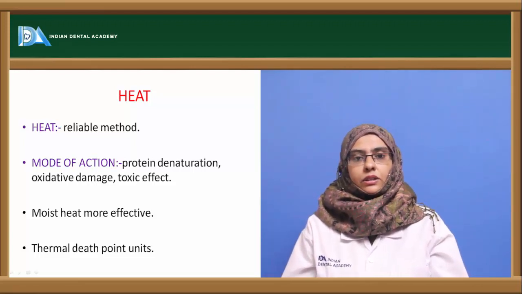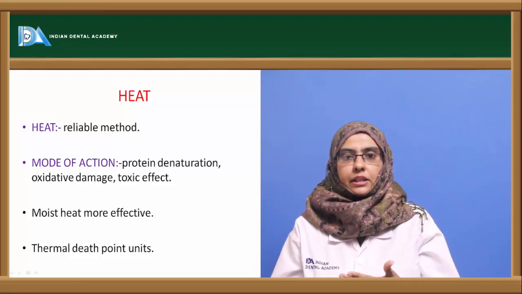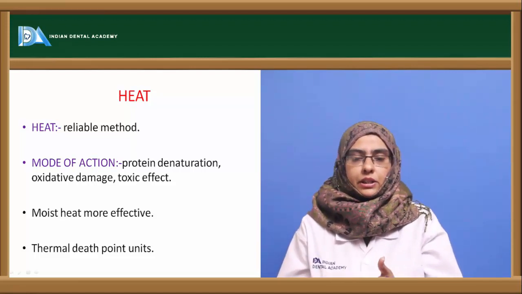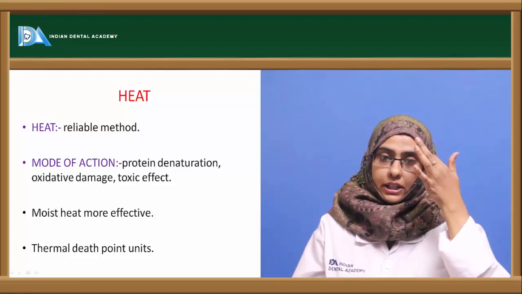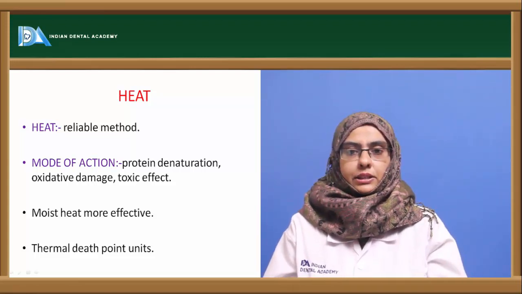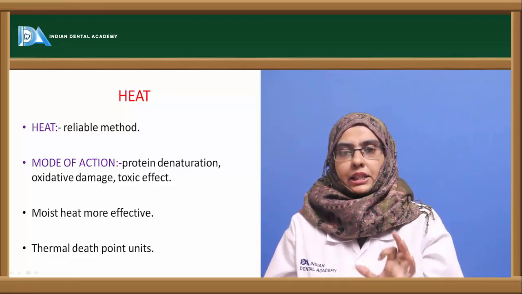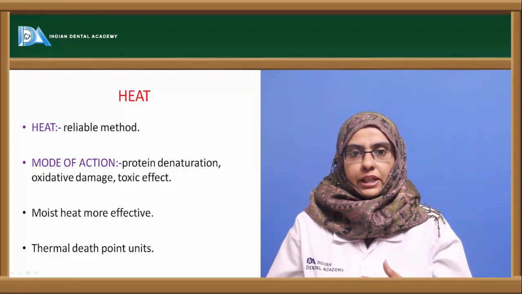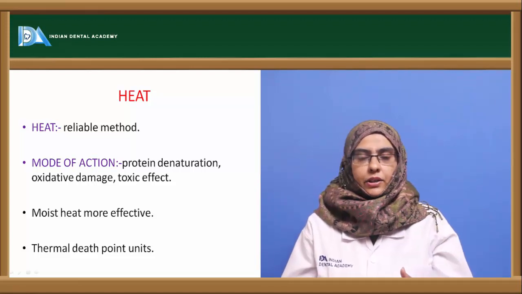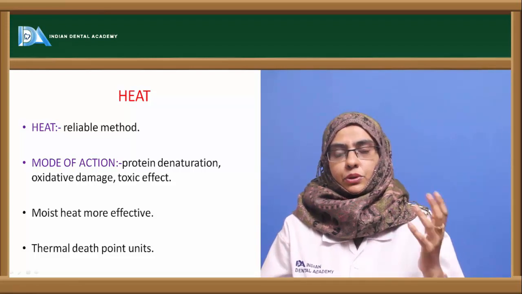Apart from that, it can also cause oxidative damage. During the course of exposure to the heat, there are different oxidative radicals that are formed during this method of sterilization that ultimately kill the organism. And moreover, heat is also said to be highly toxic in nature to the microorganism. They completely kill the organism due to its toxicity. So the mode of action in case of heat is protein denaturation, it can be oxidative damage, or it can be a toxic effect on the microorganism. So these are the three reasons why the organism usually dies when exposed to heat.